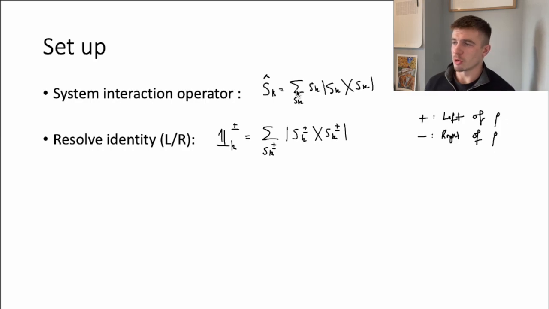This lets me resolve the identity at time step K using the eigenstates of this coupling operator. Now we introduce a little bit of a weird notation, which is that superscript plus and minus represents putting these states on either the left or the right of the density operator. If one of these states has a plus in the superscript, it's been put on the left-hand side of the density operator, and if it has a minus, it's been put on the right-hand side.